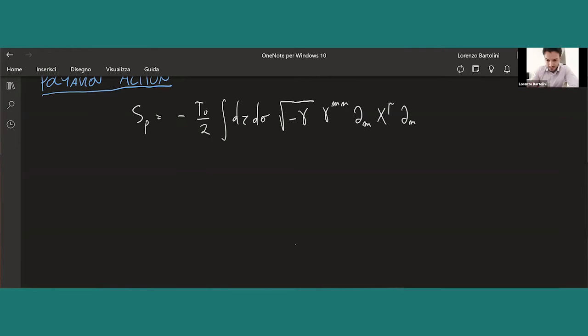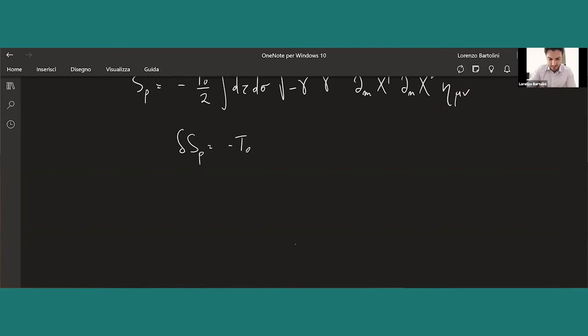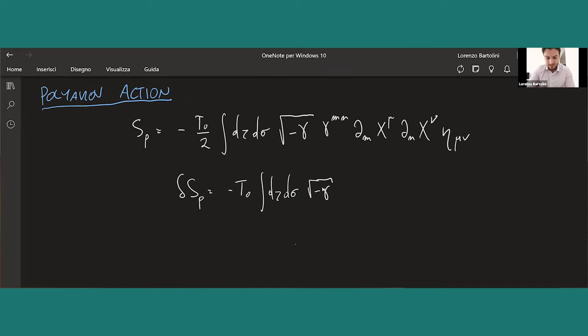So this is the Polyakov action, and we have introduced this gamma mn, which is essentially a metric on the worldsheet, and m, n take the values sigma or tau essentially. So this is a metric on the worldsheet, and when we perform the variation of this thing, we obtain this expression. And this square root, whoever does gravity knows it's the square root of minus the determinant of the metric.